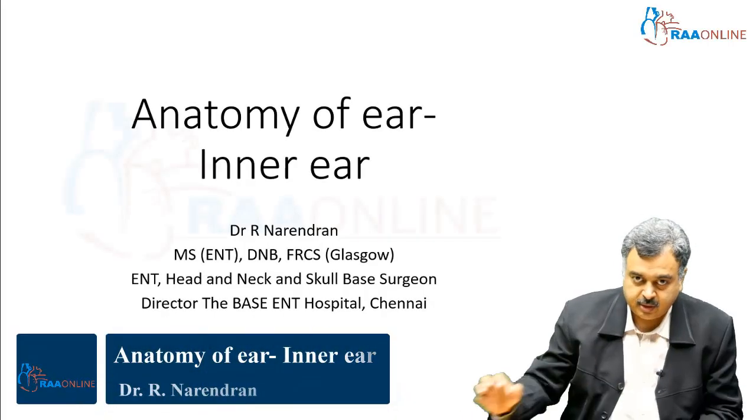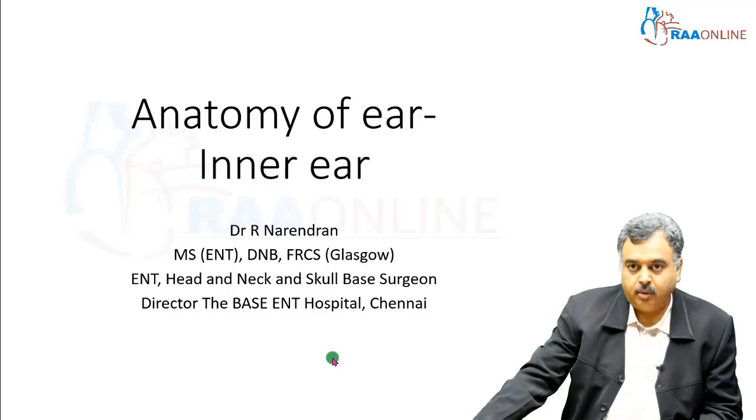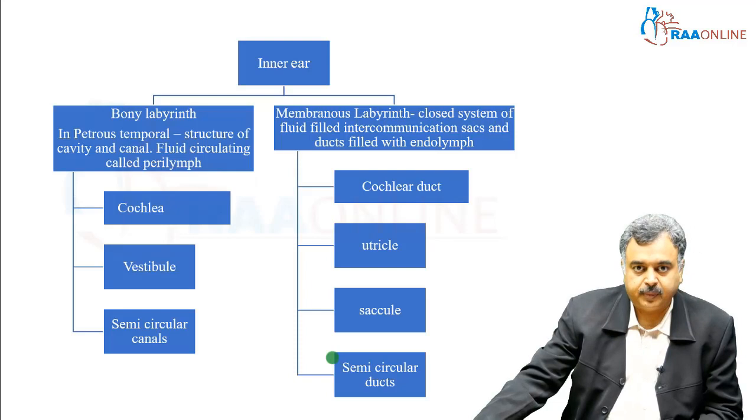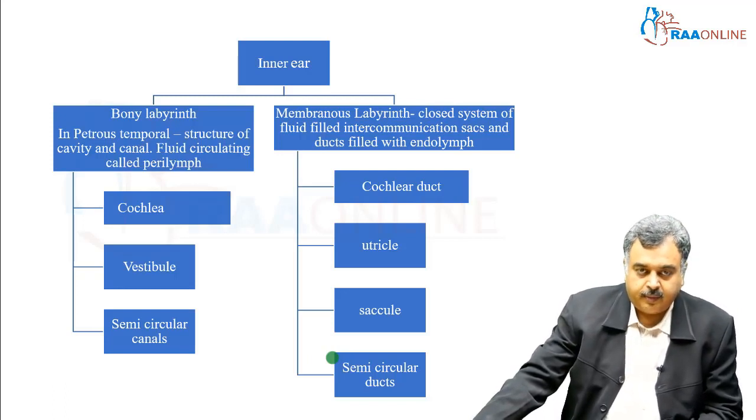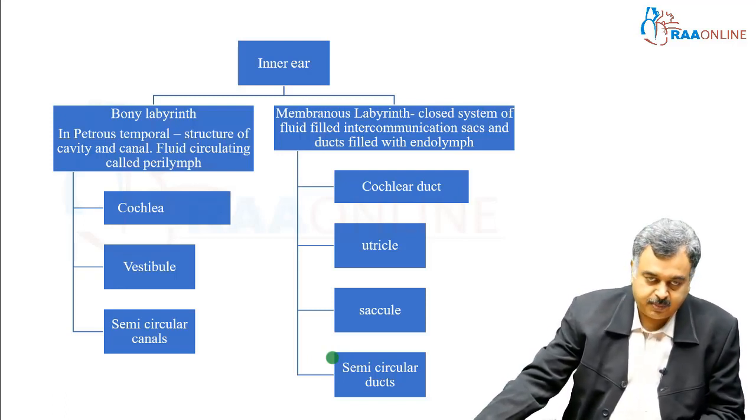In the previous session, we talked about the anatomy of the external and middle ear. Now we will be talking about the anatomy of the inner ear and the internal auditory meatus. The inner ear can be divided into two parts broadly, the bony labyrinth and the membranous labyrinth. The bony labyrinth is a part of the petrous temporal bone which has a structure of a cavity and a canal. The fluid circulating in this bony labyrinth is called perilymph.